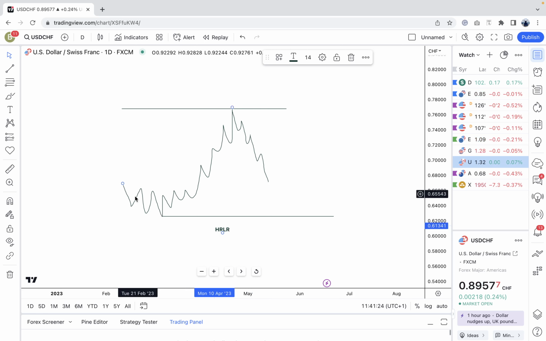You can see here, because of all the back and forth, and not only the back and forth, what is also a classic characteristic of a high resistance liquidity run is the run on stops prior to that low or high forming. Okay, and the back and forth, or the nature of delivery, prior to the formation of that high or that low.